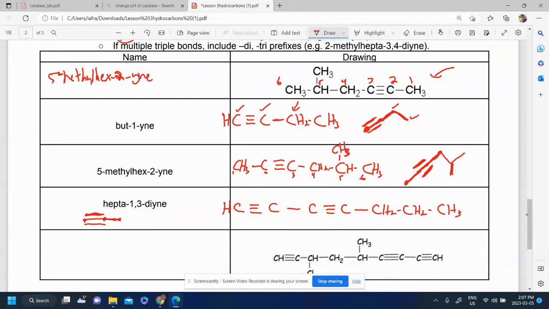The carbon number 3 also has a triple bond. So it's carbon number 4 here. So then we have carbon number 5 coming about here. And then you can start sort of zigzagging again. So 6, 7. So 1, 2, 3, 4, 5, 6, 7. And that would be our hepta 1,3-diene.